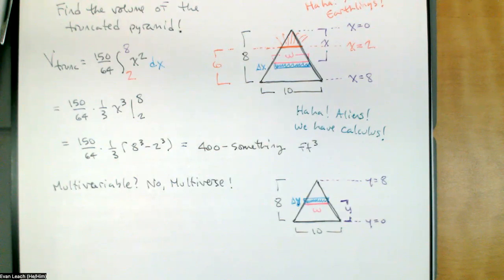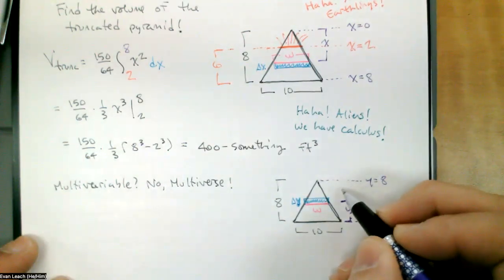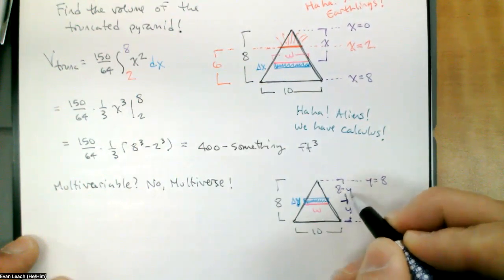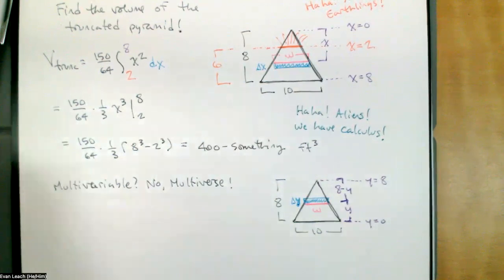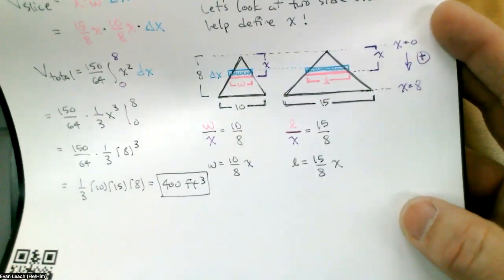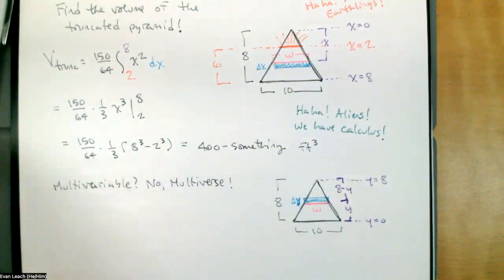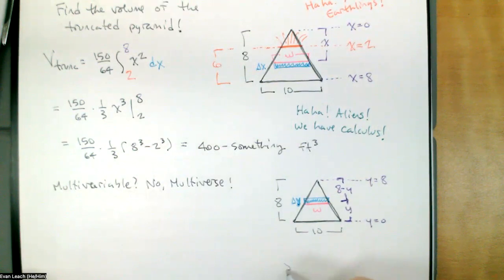So at this point, I'm going, oh, we defined Y from the bottom of the pyramid, but I need the top of the pyramid to make similar triangles. So what I need is this piece up here, 8 minus Y. So instead of setting up W over X is 10 over 8, I'm going to be setting up W over 8 minus Y is 10 over 8.